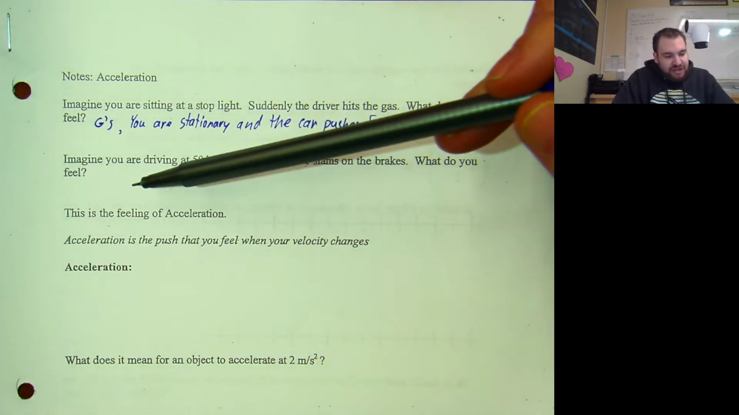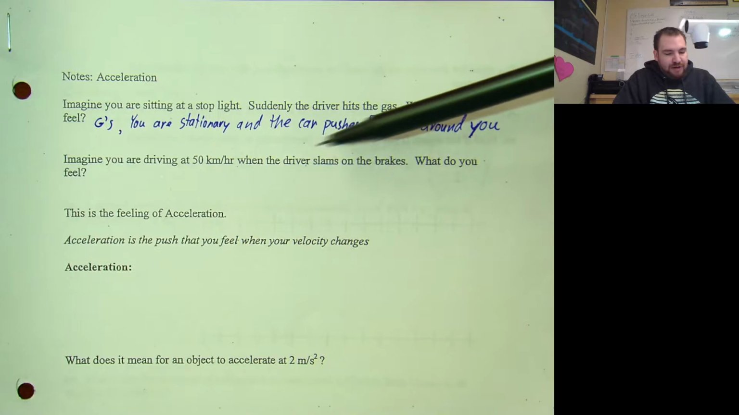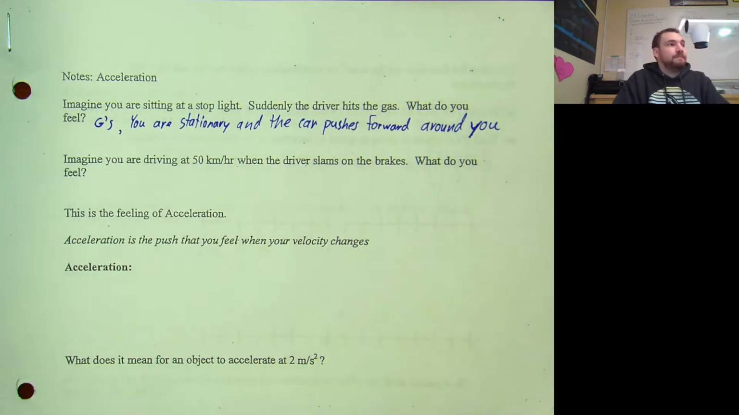Or conversely, imagine you're driving at 50 kilometers an hour when the driver slams on the brakes. What do you feel? Sorry? Negative G's. What does that mean? The car stops, but your body wants to keep going. Inertia. That's another buzzword in physics. Where have you heard of inertia? Driving test. Okay, what is inertia?